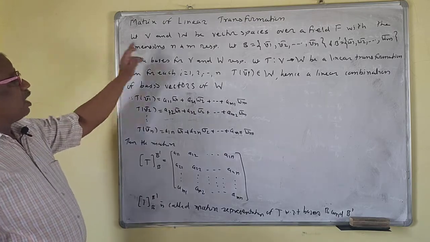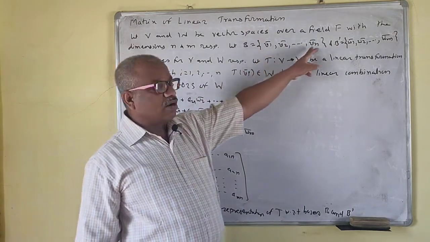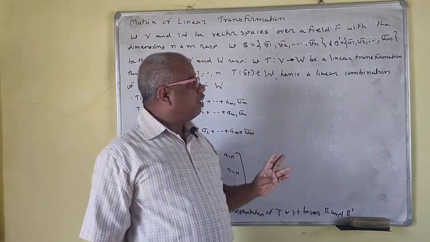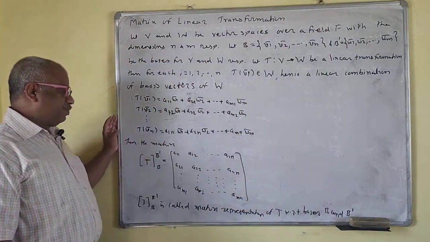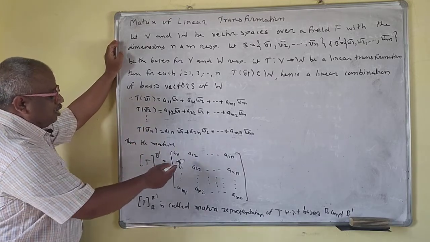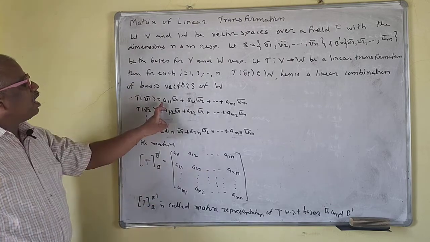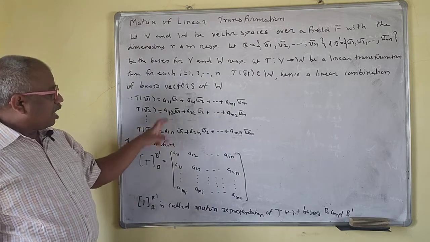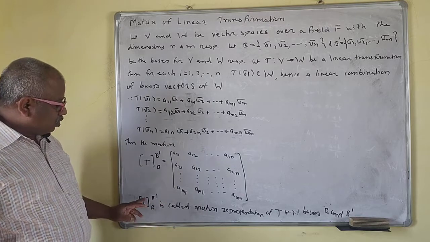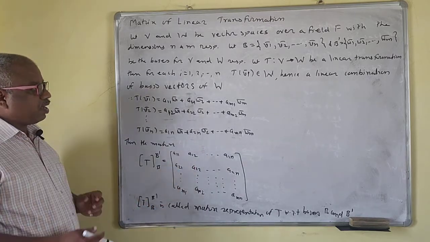Okay. So that means every image of a basis vector of V I have expressed in terms of a linear combination of the vectors in B prime. So that I have done here. Then this matrix is nothing but the coefficients of w1 bar, w2 bar, and so on. I have taken the coefficients column wise. I have written the coefficients as columns. Okay. So that will be the matrix representation of T with respect to the bases B and B prime.